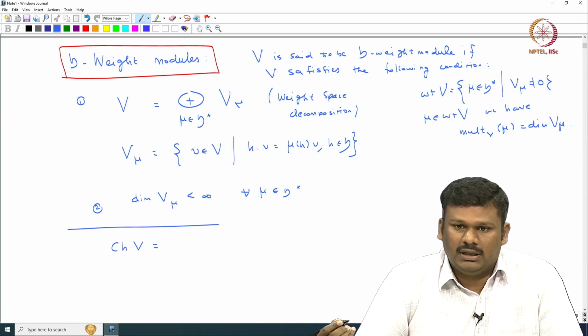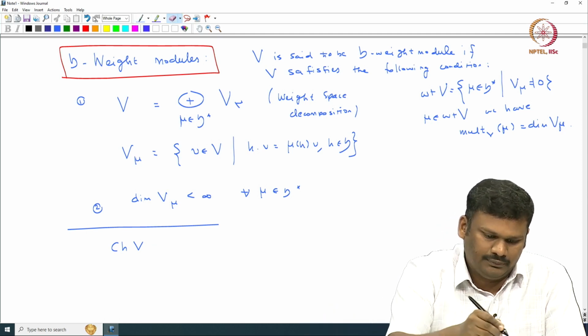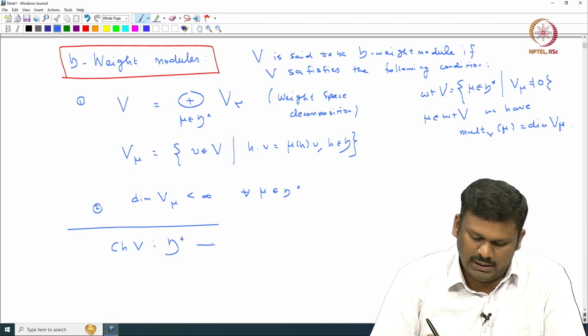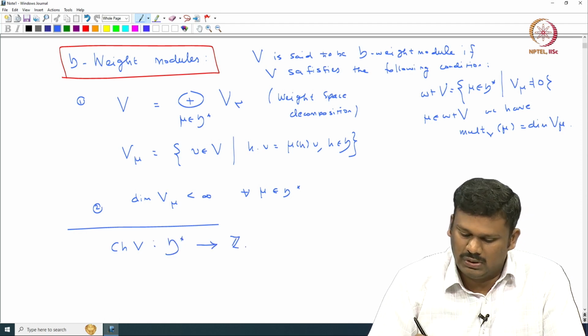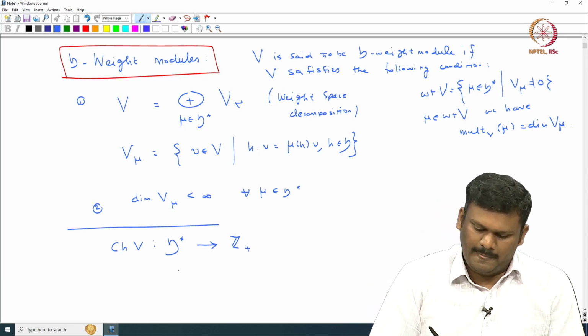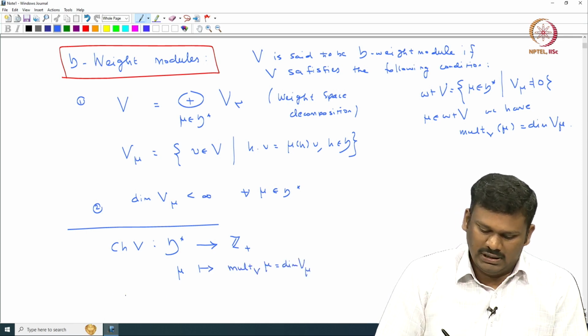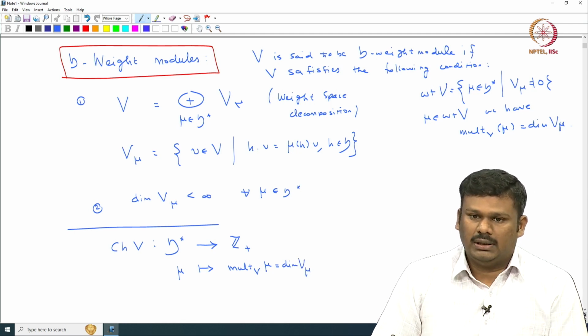So, then what we can do, we can simply define this function from H star to Z. Okay. So, this is one way of thinking about the character. Actually, it goes to Z plus because the dimensions are all non-negative integers. So, given this mu, you just send it to the multiplicity of this mu, which is nothing but the dimension of V mu. So, this function is called the character of V.